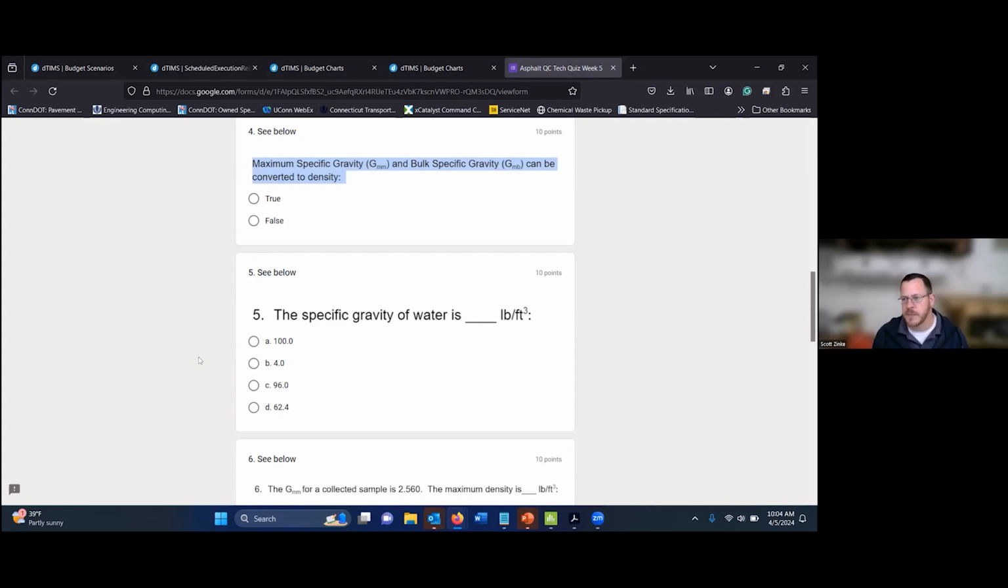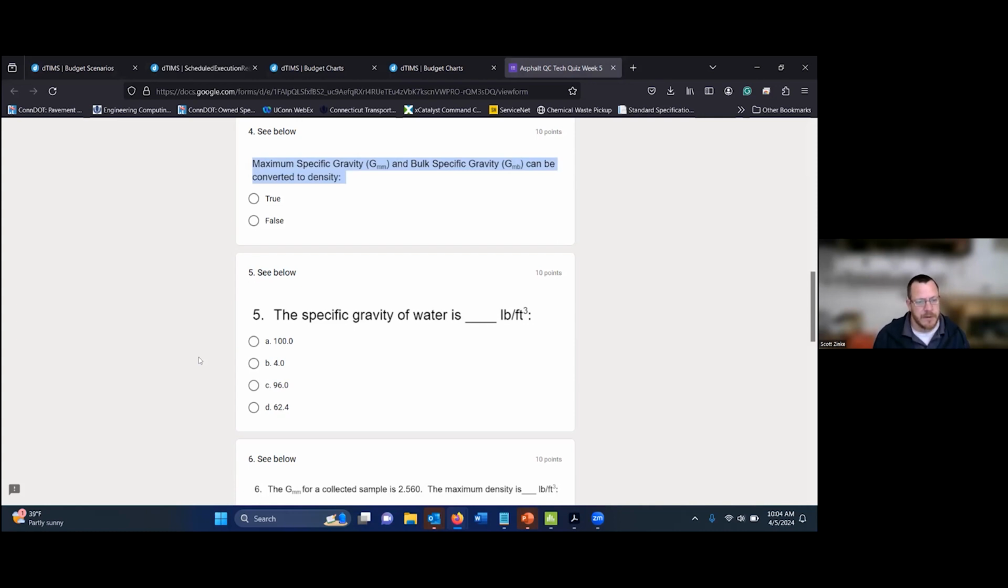GMM and GMB are specific gravities that are unitless ratios. So anytime you multiply them by the density of water in any units, whether it's pounds per cubic foot or grams per cubic centimeter, you are going to end up with units of density. So if you guessed true on that, you'd be correct.